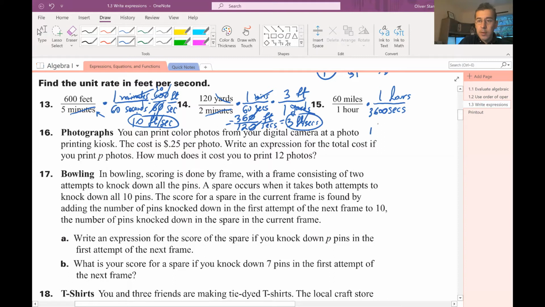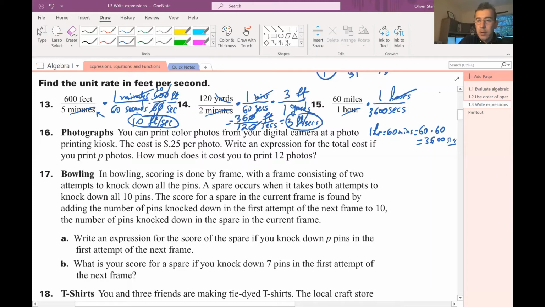Why? Because 1 hour has 60 minutes, or that's the same as 60 minutes times each minute has 60 seconds. 6 times 6 is 36, and the 2 zeros, 3,600 seconds. Okay, so 1 hour has 3,600 seconds. So that's what we do here. Now hour and hour are going to cancel out. We have the seconds. Now we need the feet. So feet we need on the top.